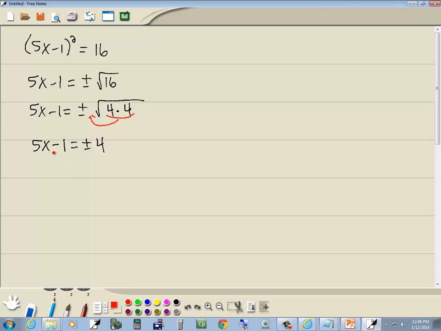Now I'm solving for x, so I'm going to take the negative 1, move it over. Take anything across the equals, your sign changes, so it becomes a positive 1, plus or minus 4. And now we're going to divide both sides by the number in front of our x, which is 5. And to do that, those 5s are going to cancel.